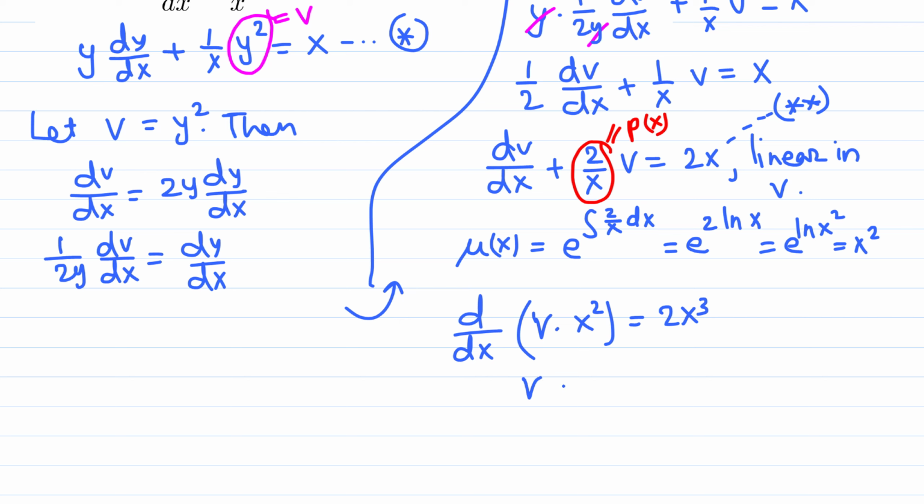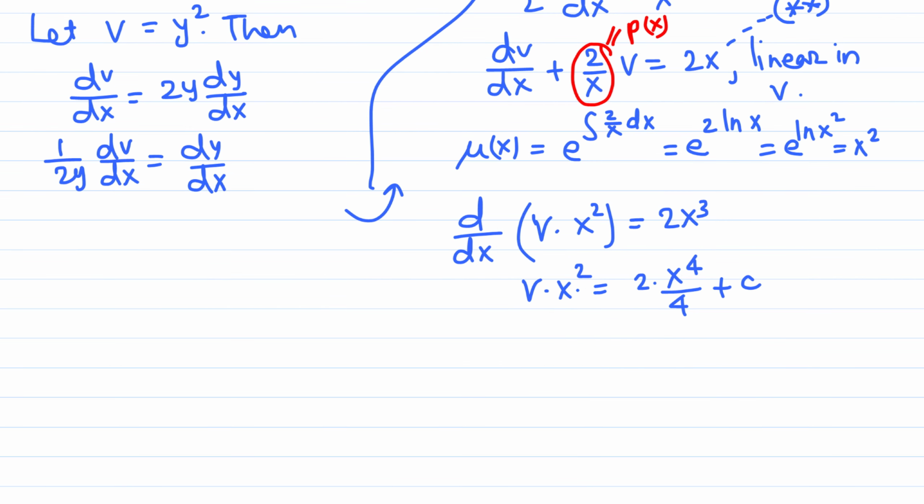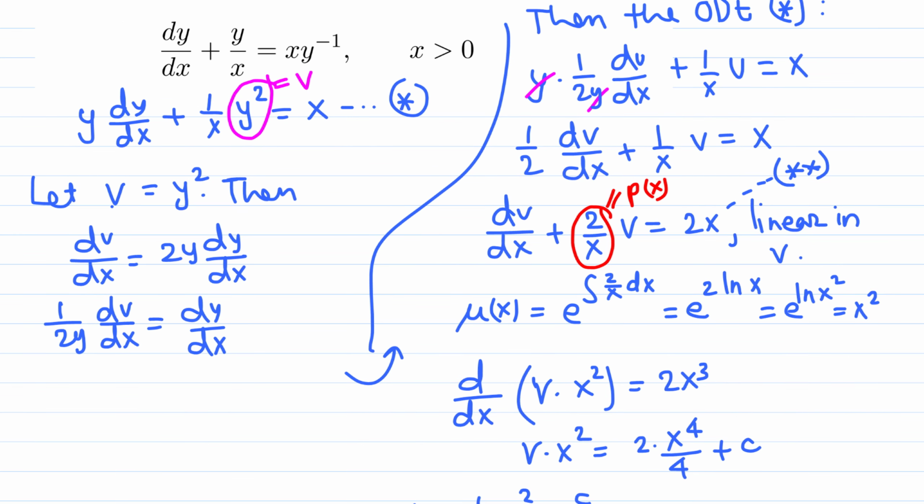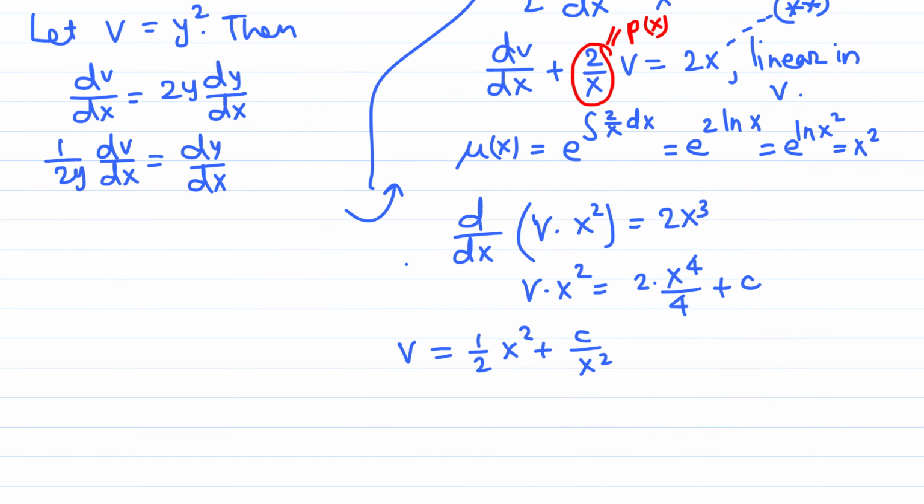When we integrate, we get v times x squared equals, integrating 2x cubed, 2x to the 4 over 4 plus c. Now we can isolate v, so divide both sides by x squared. So v equals, the 2 goes into 4 two times, so this number is 1/2, x squared plus c over x squared. Okay, done. But v was not in the question, so we need to replace v, which is y squared.